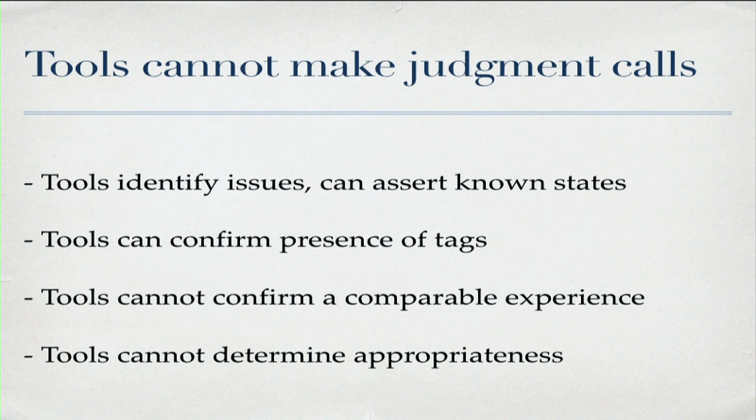And finally, there's a lot of neat little tools that we can use, and there are all sorts of coolness out there, but tools cannot make judgment calls. They can identify issues. They can tell you if something looks the way that it's supposed to, based on criteria that you told it to look at. That's it. Tools can confirm that tags are present. What a tool cannot do, and the most important part is, if the question is, can an unsighted user experience this site to the same capacity and ability as a sighted user? No tool exists at this point that I'm aware of that can do that.